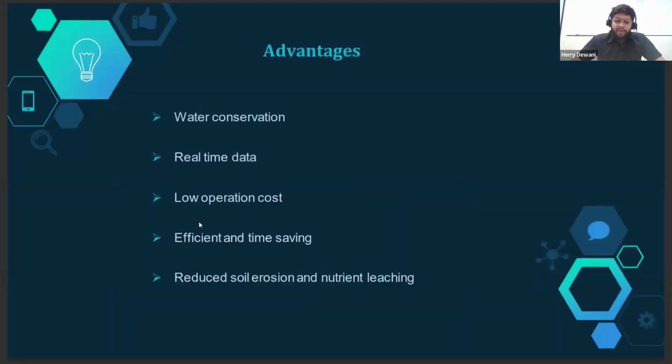Let us quickly take a look at the advantages of the automatic plant watering system. Water conservation, which is again the most important advantage of the system, because water is wasted a lot due to manual irrigation. We can collect real-time data of the amount of moisture or water which is supplied to the plants. Low operation cost, efficient and time saving, reduces soil erosion, which is another important advantage of this system.